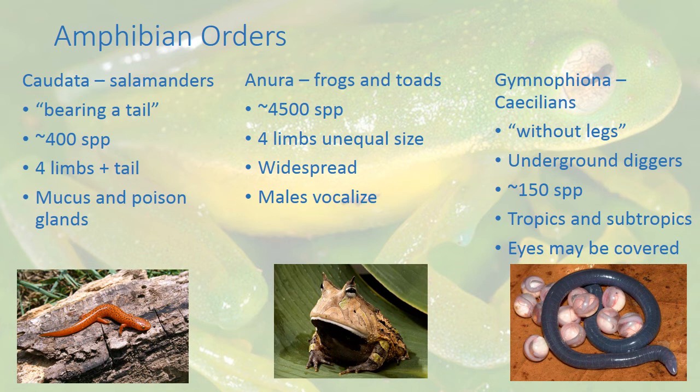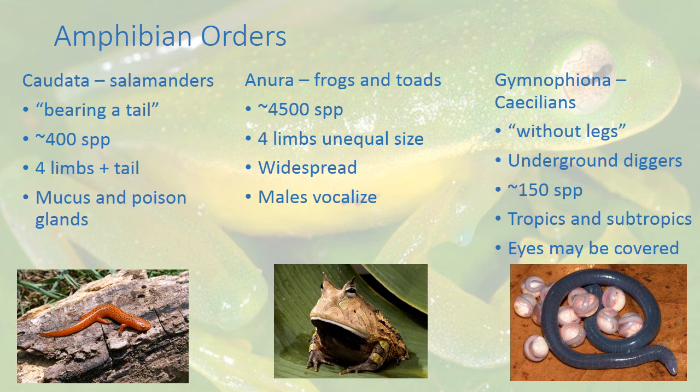Order Anura is the frogs and toads. There are lots of these guys. About 4,500 species worldwide. They also have 4 limbs, but the limbs are unequal size. The back limbs are bigger for jumping. Anurans are more widespread than salamanders, and in this order the males will vocalize when they're breeding. So we're actually going to learn the calls of some of the species within Anura.